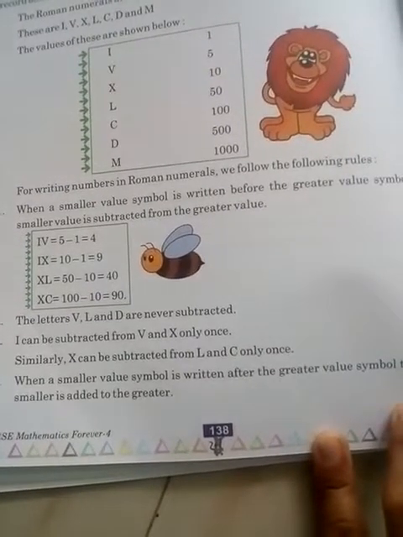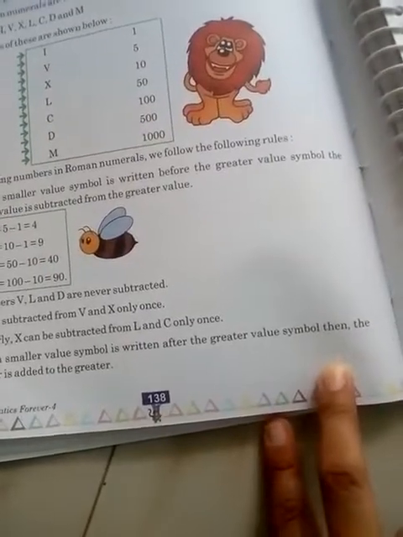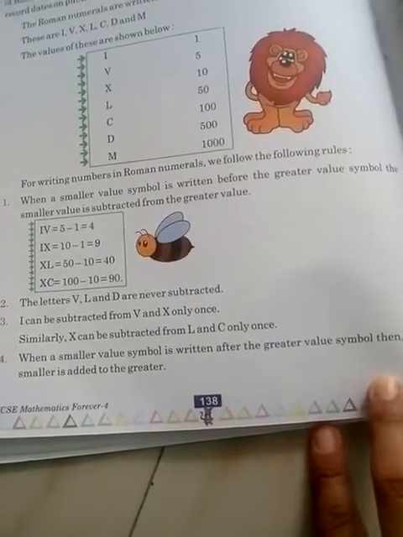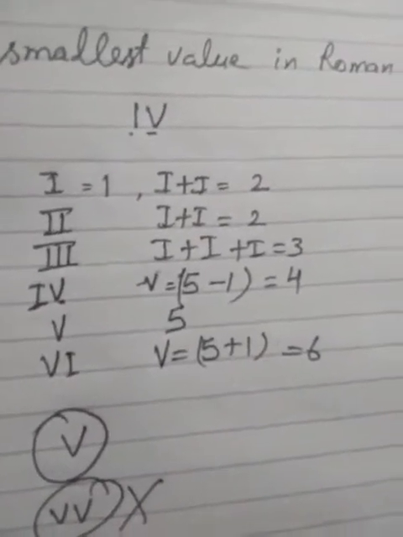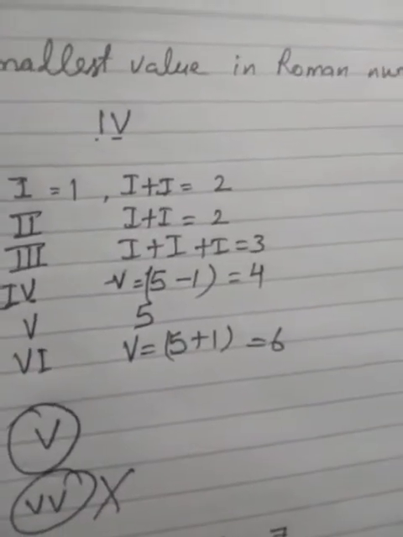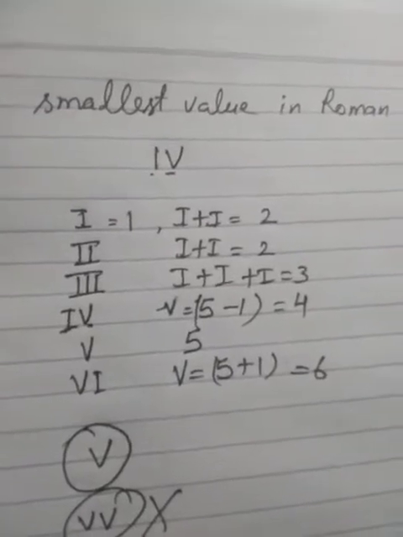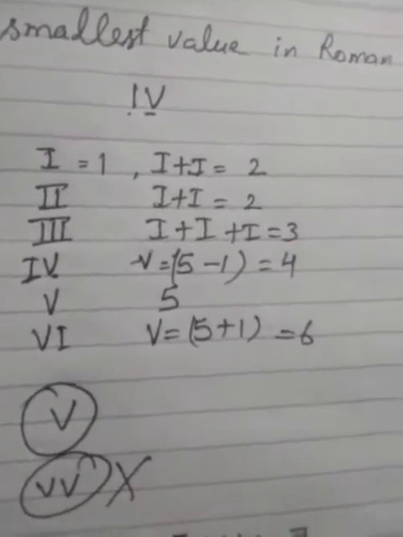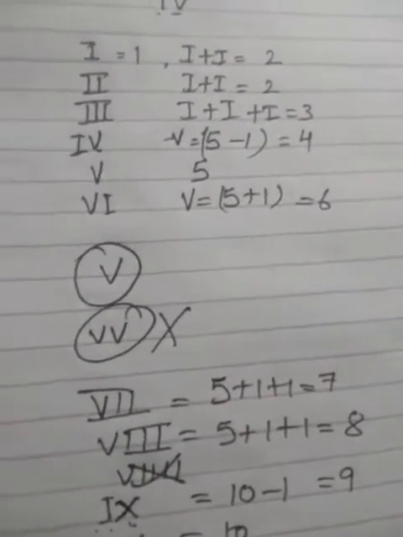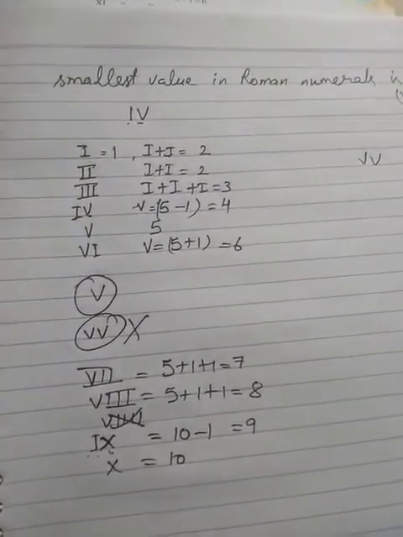Even if the smaller value symbol is written after the greater value symbol, then the smaller is added to the greater value, as I told you in writing 6. Okay, V, I, and V stands for 5 and I stands for 1. That means 5 plus 1, 6. Okay, and I means 1, you can subtract only from 5, V, and 10, X. Okay, as I told you, L में से हम 9 को माइनस नहीं कर सकते.